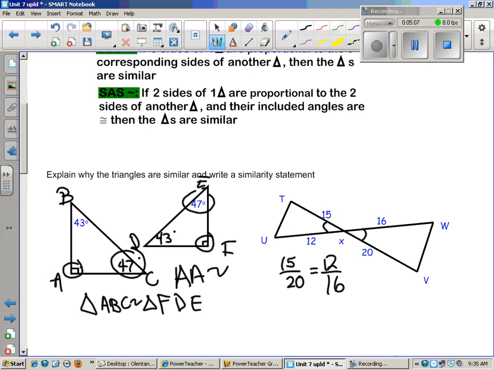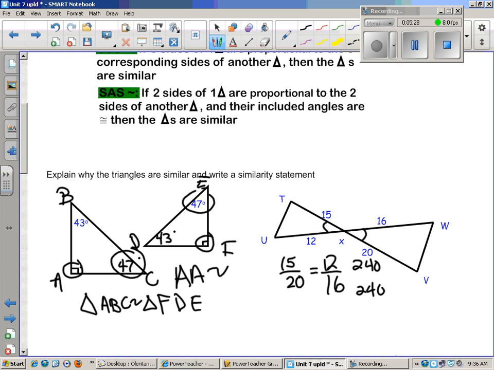Okay? And then I cross multiply and just see if it works. 20 times 12 is 240. And 15 times 16 is 240. So are they proportional? Yeah. The other way you could have done it, right, is reduce these two fractions and see if they reduce to the same number. And they do, right? They're both 3/4. So either way.